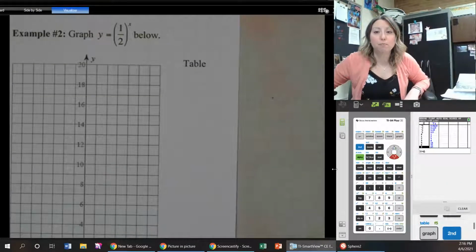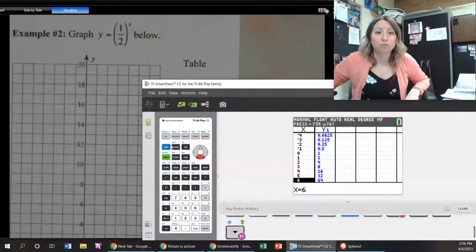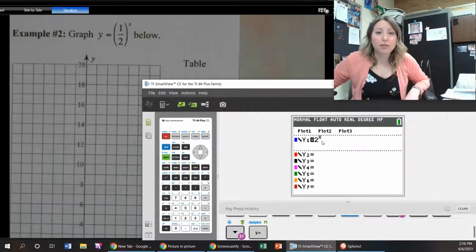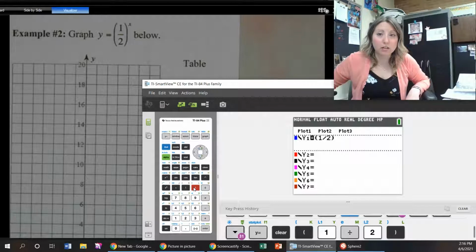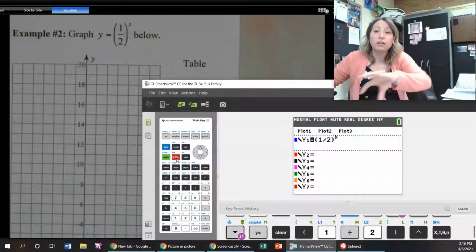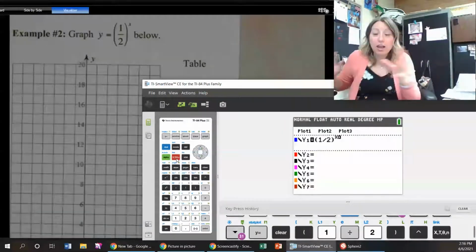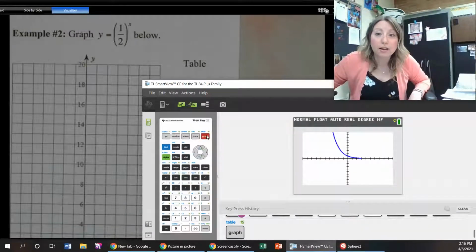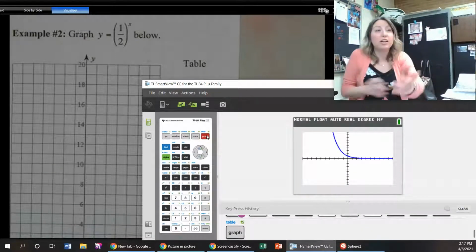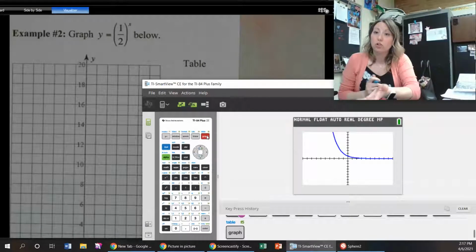Pull this guy out. Y equals, and then here I'm just going to clear this guy out because I'm done. And I'll put front parenthesis 1 divided by 2, end parenthesis. Now I use my caret button to put my x just like I did before. This is saying that that 1/2 is my base and all of it's being raised to the x power. So if I press graph, I'm going to see it. And just like I mentioned, it's going that opposite direction curve-wise.